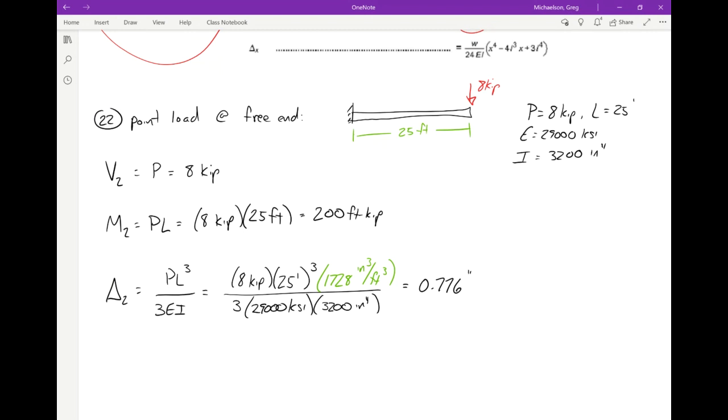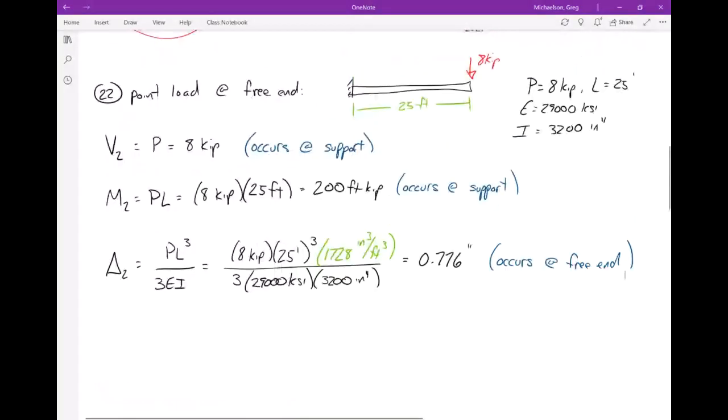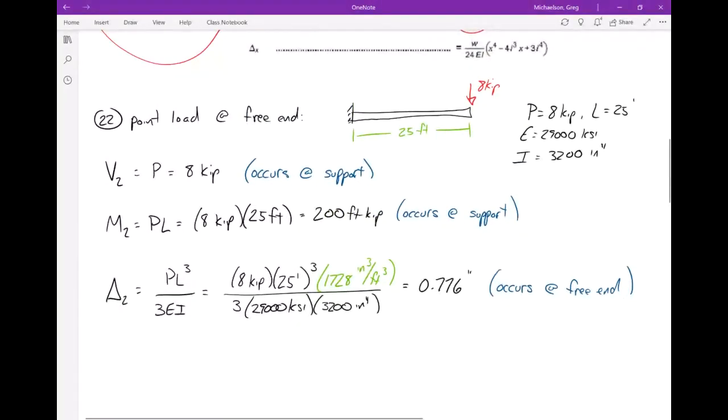And again, just to make sure that we're clear, the moment occurs at the support, the shear occurs at the support, and the deflection occurs at the free end. All right. And if you need me to hover here for a bit, I'll go ahead and hang out for a second and see if everybody's good.